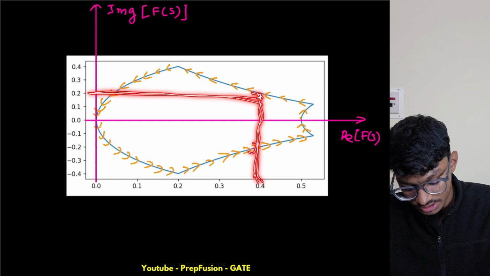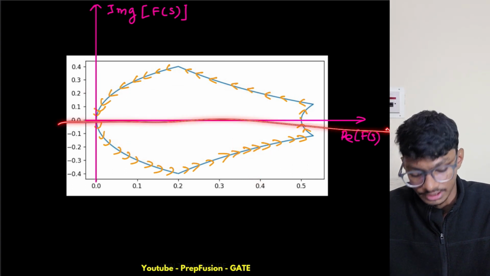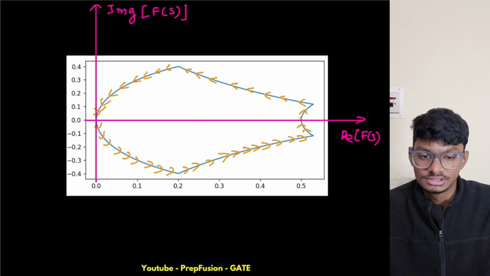Okay, and it is touching, crossing both these 2 points. So while coming back, I'm again coming to this point. So it is symmetrical about the real axis. And here, obviously I have a 0, so it becomes 0. So yeah, this is the plot for this one.